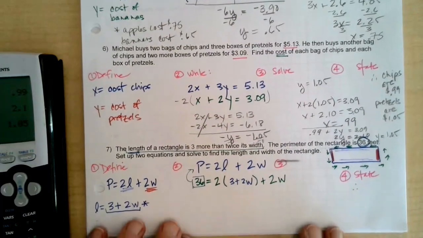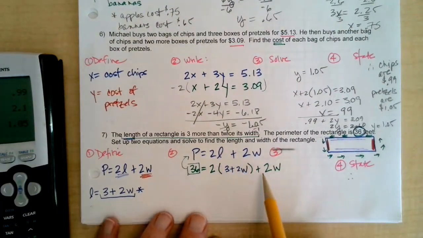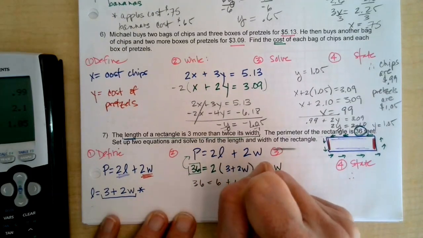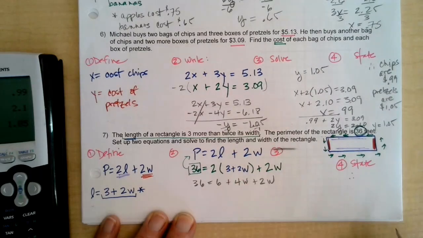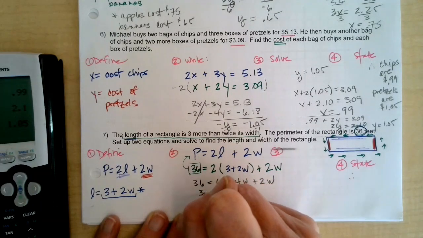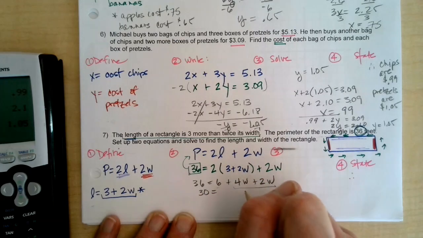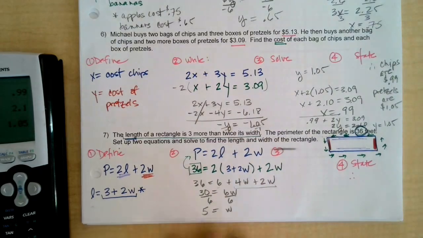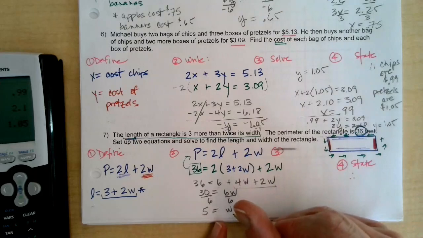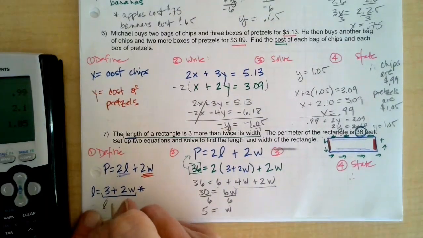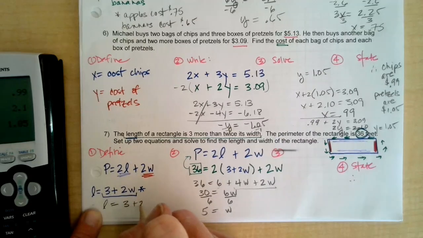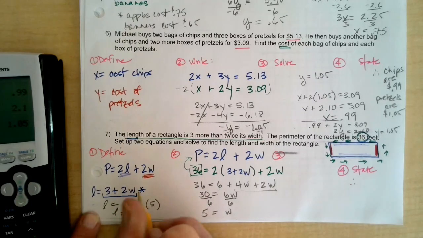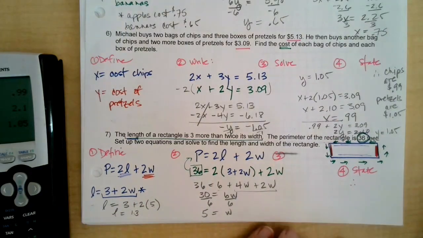All right, last up, when we look at our perimeter, we went ahead and solved these and I substituted. So 36 is equal to 6 plus 4W plus 2W. So subtract 6 from each side, 30, and I'm going to combine these like terms, is equal to 6W, divide by 6, my W is equal to 5. So if my width is 5, I come over here and my length is equal to 3 plus 2 times that value for my width. So my length is equal to 2 times 5 is 10, plus 3 is 13.